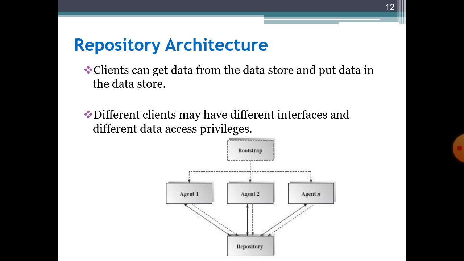You can also say that clients can get data from the data store and put data in the data store. Different clients may have different interfaces and different data access privileges as well. All of the clients must have different privileges.